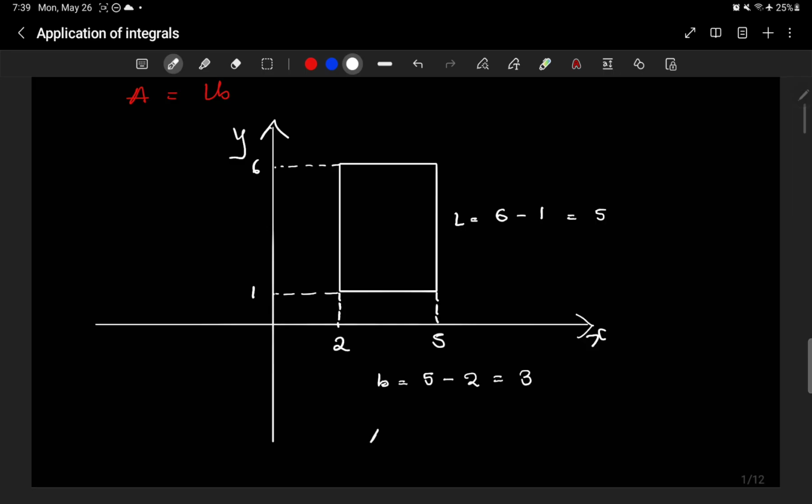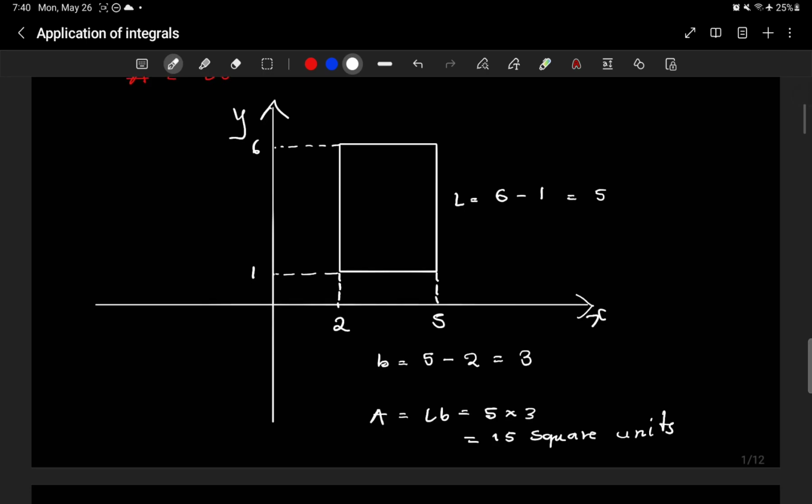So when it comes to getting the area of this shape, we just multiply, using L times B, which is going to be 5 by 3, and of course this gives us 15. Since I didn't specify the units, whether these values were in centimeters or meters, we just say square units. Okay, so this is the logic we're going to be using.